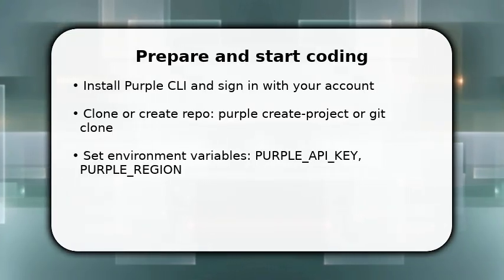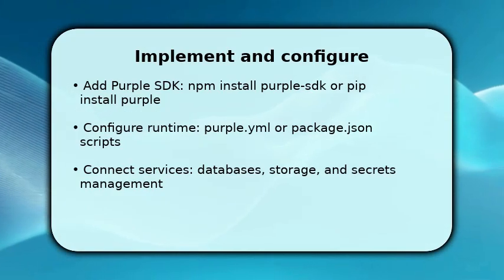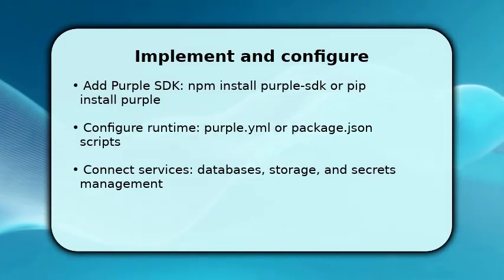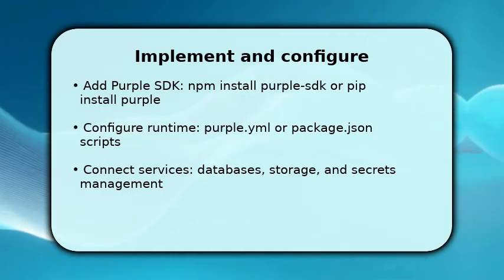You now integrate the Purple SDK into your codebase and wire the runtime config. Install the SDK and reference it in your entry file, then edit Purple YAML or package JSON scripts to define build and deploy steps so Purple knows how to run your app.